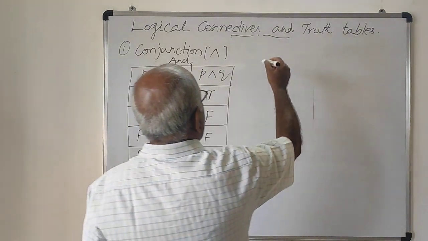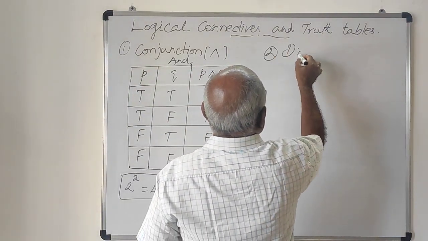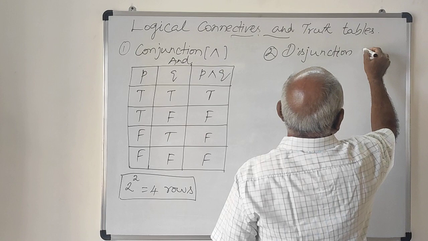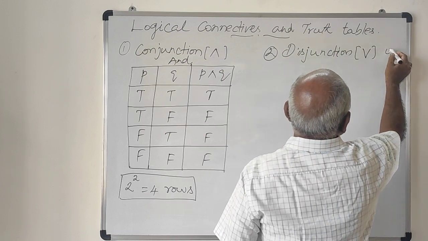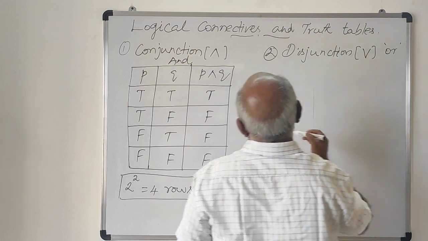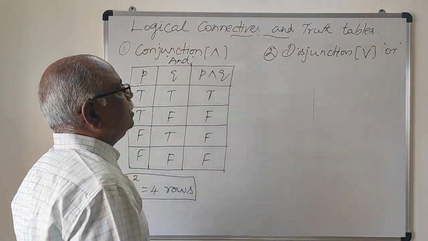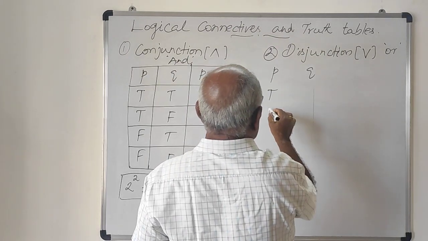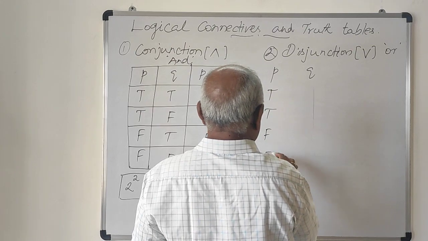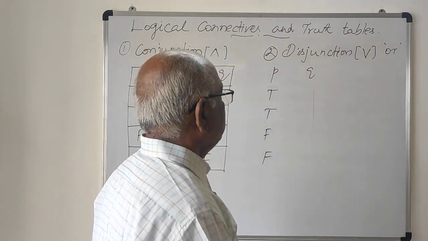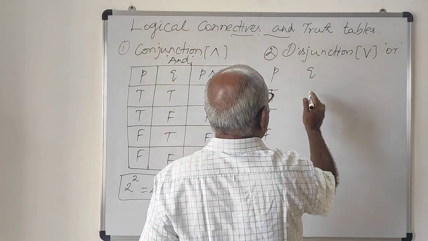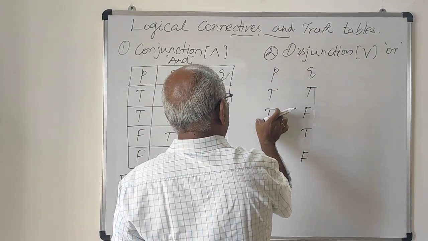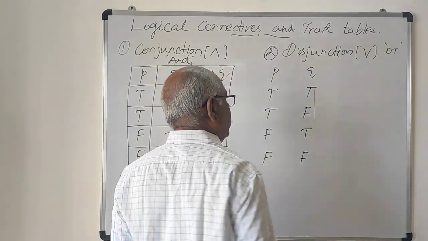Next, I am going to construct the second truth table, for disjunction. By symbol, it is an inverted cap, or it is also called OR. Here also we have two variables P and Q. The first column is, as usual, 2 T's and 2 F's, and the Q column is T and F alternatively. This is the method of writing the columns: P is 2 T's and 2 F's, and Q is T and F alternatively, right?